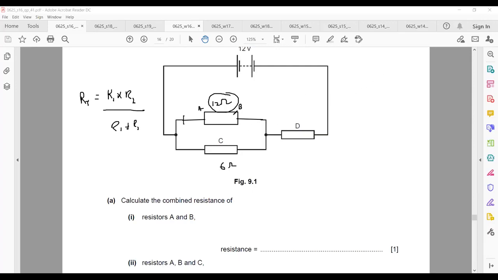So when two resistors are in parallel, the formula is product of the two resistances divided by sum. So that is why it is 12 multiplied by 6, the product, divided by the sum, which is 12 plus 6. So 72 divided by 18.